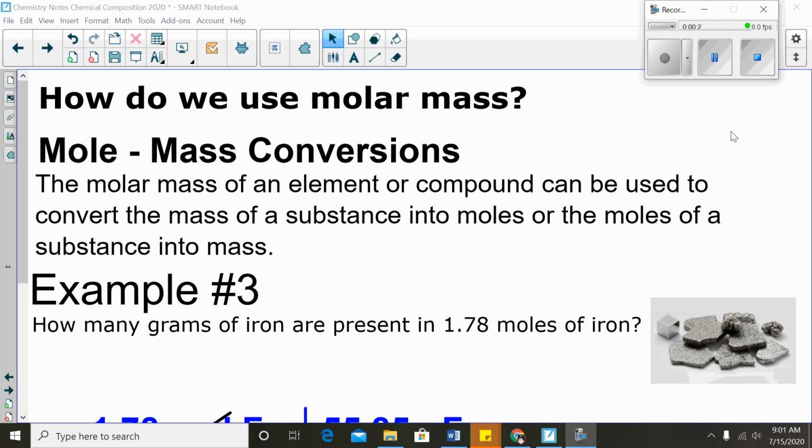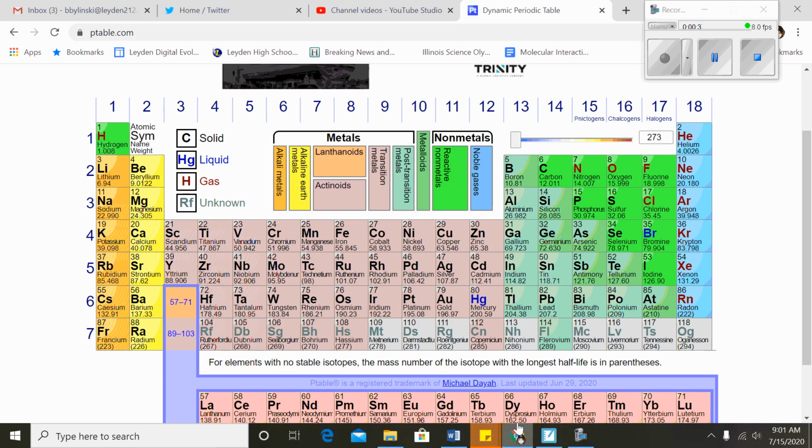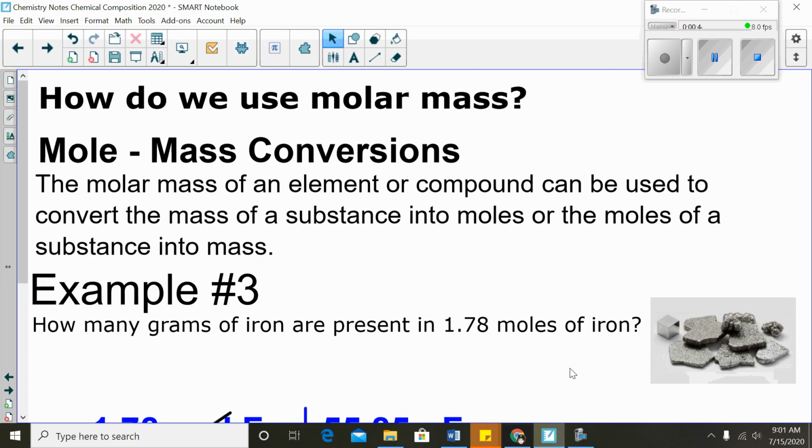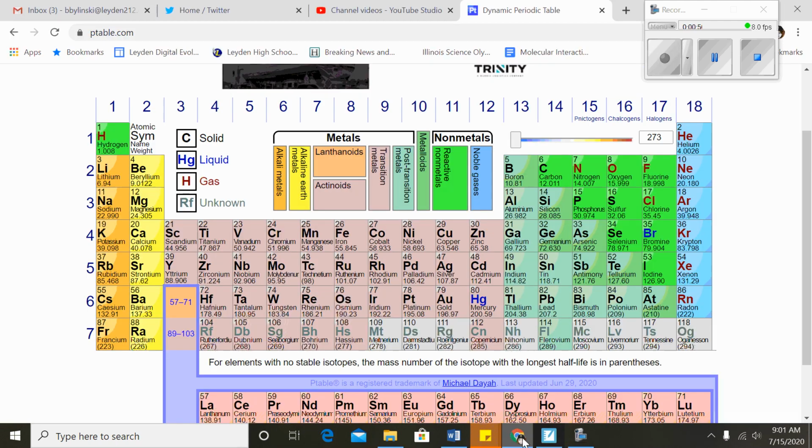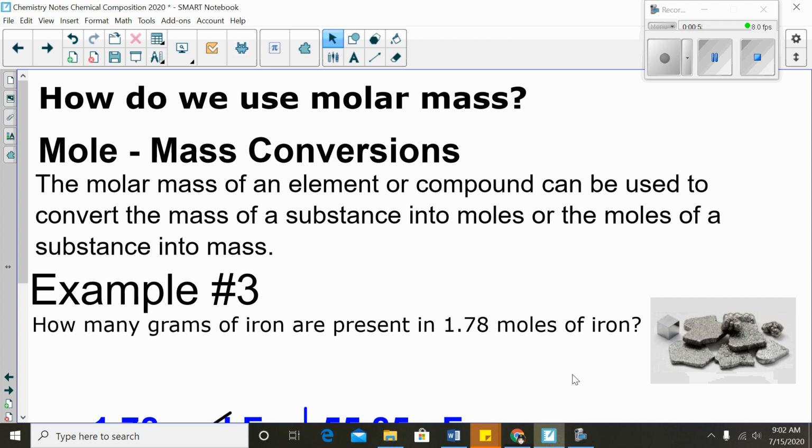So example 3: how many grams of iron are present in 1.78 moles of iron? So here's some iron. If you know that 1 mole is this many grams, this 55.84 grams in the periodic table, how many grams would be in 1.78 moles? This is slightly larger than a mole, so it should be slightly larger than what you're seeing on the periodic table. But you need to show this. I need to see how you're actually figuring this out.